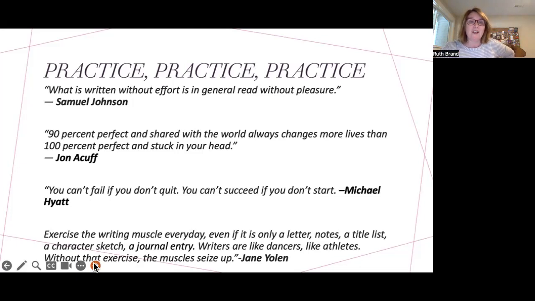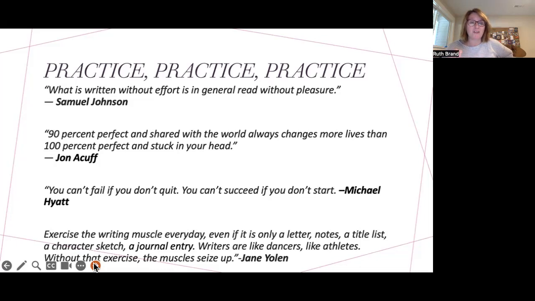Michael Hyatt said, "You can't fail if you don't quit. You can't succeed if you don't start." Do you hear the balance there? Can't fail, can't succeed, if you don't quit, if you don't start. Lovely. And then Jane Yolen, and I don't know who Jane Yolen is. I guess I'll go look her up. She said this, and there's some parallelism buried in her phrasing.